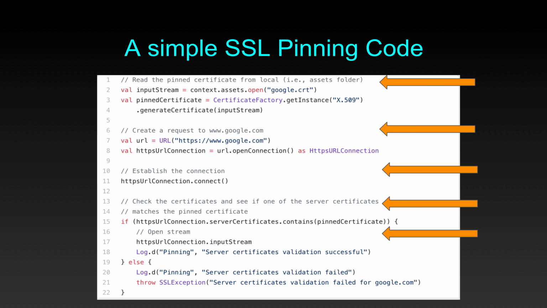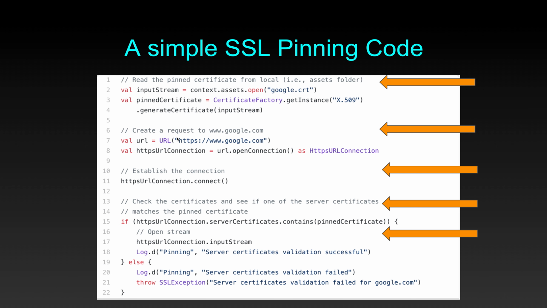So if we look at a simple SSL pinning code over here, then you will know how this actually works. There are 1, 2, 3, 4, 5 steps that you need to see, and it is very, very simple code. The first one is to read the pinned certificate from the local assets folder. So it is going to read its X.509 certificate, which is basically a google.crt, which is a Google certificate.